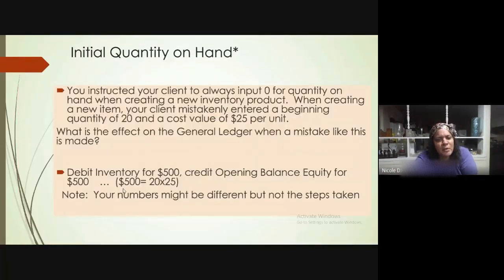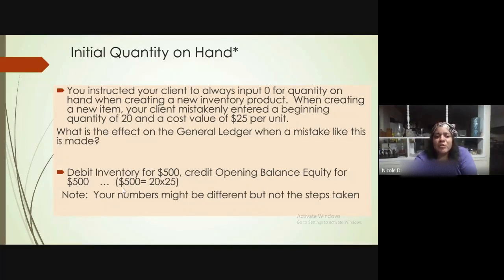So here's a question you might come across. You instructed your client to always put 0 for the quantity on hand when creating a new inventory product. When creating a new product or creating a new item, your client mistakenly enters the beginning quantity of 20 and a cost value of $25. So he forgot to put that 0 and he's saying, oh, no, I have 20 of these and they cost $25 each. What would be the effect on your general ledger when a mistake like this is made?